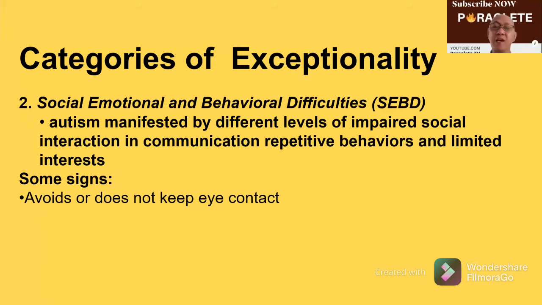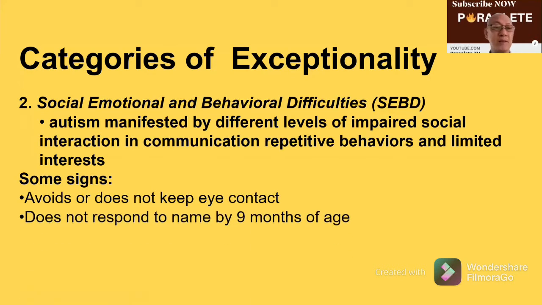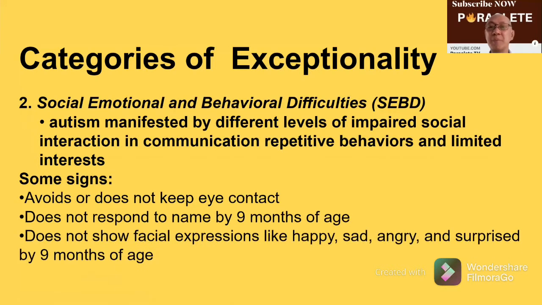They have real difficulty focusing their eyes and making eye contact with their mentor or teachers. They do not respond to their name until 9 months of age. They will never respond when you call them, even if you are shouting their names. They will not respond to you until they are already 1 year old. They will pay attention if you are really patient in calling their name.